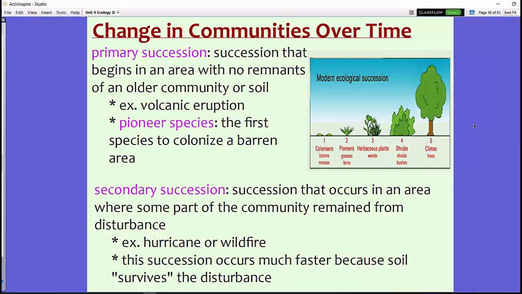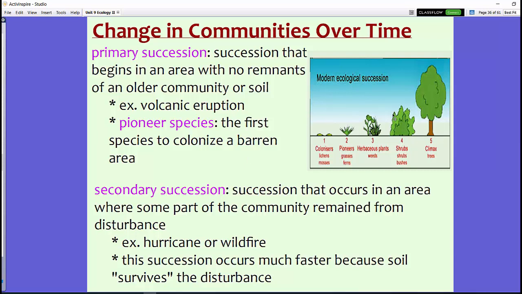So this happens perhaps when a disturbance wipes everything out. An example is a volcanic eruption. When that happens, it burns everything. There is typically nothing left. No soil, no organisms, nothing. So what happens is it usually takes a very long time for primary succession to take hold, but we start to see pioneer species. And these pioneer species are the first species to colonize a barren area.